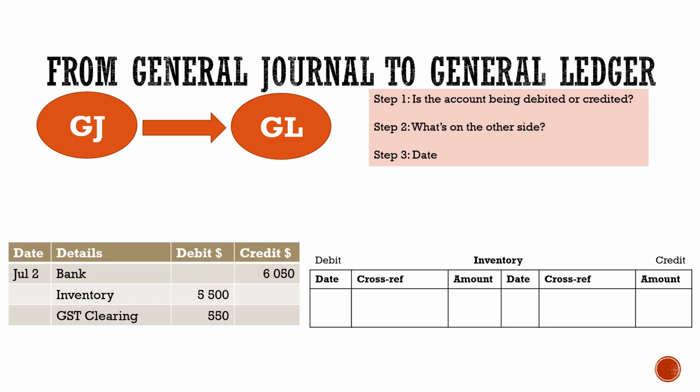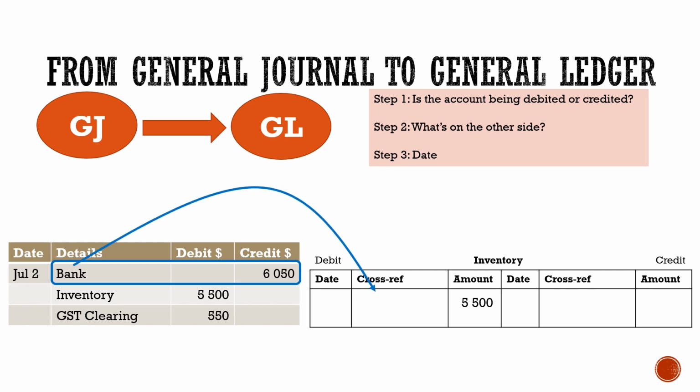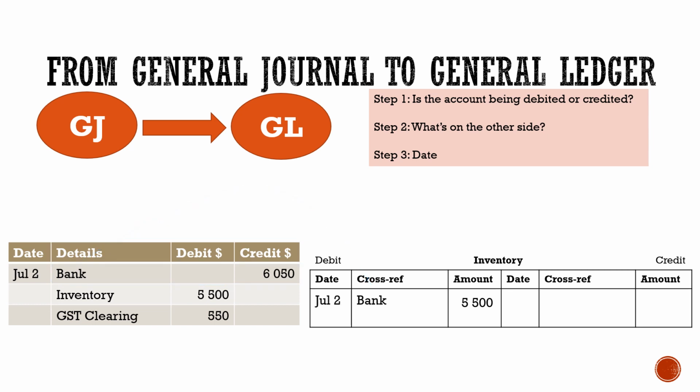Next, we will record the inventory ledger account. Step 1, is the inventory ledger account being debited or credited? Here we can see that the inventory account is being debited for the amount $5,500. So in the inventory ledger account, we will record the $5,500 on the debit side in the amount column. Step 2, what's on the other side? In the credit side, we can see that the bank was being credited. So in the inventory ledger account, under the cross-reference column, we will record bank. Lastly, we record the date, which is the 2nd of July.